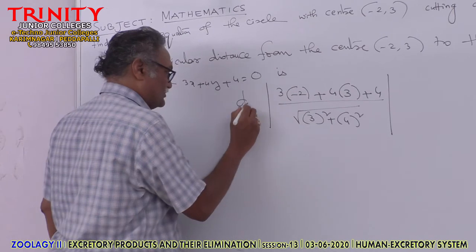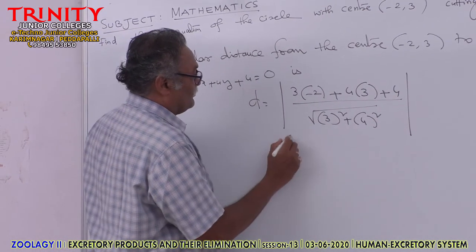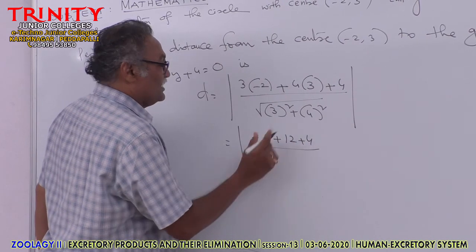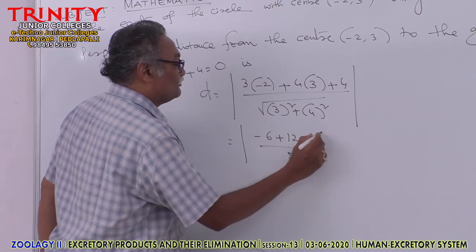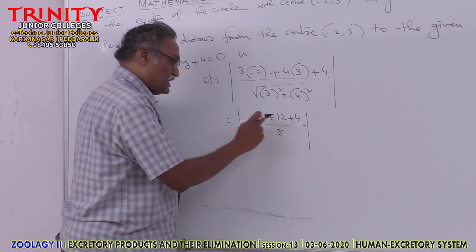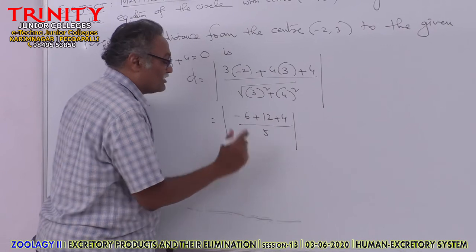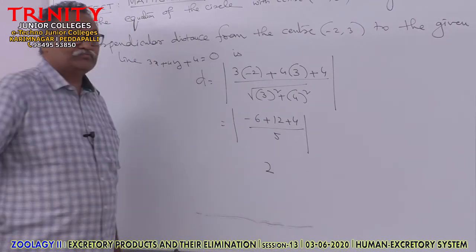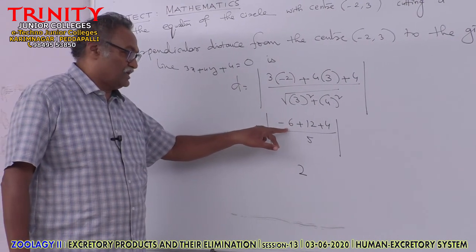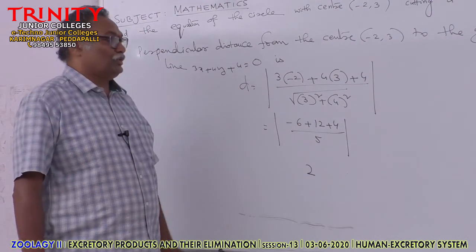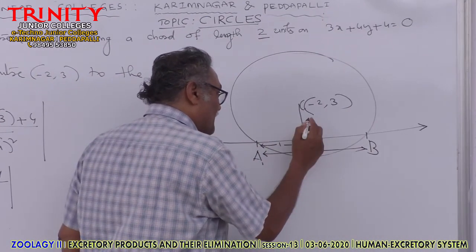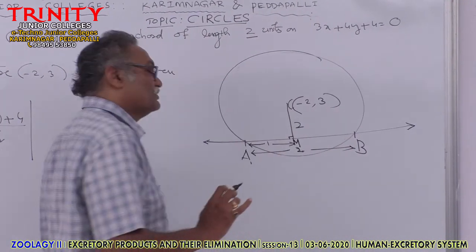It is d. Okay. Now, -6 plus 12 plus 4. Simplify this, that is 5. 4 plus 12, 16, minus 6, 10. 10 by 5 is 2 units. So, the perpendicular distance from the center to this line is equal to 2 units.